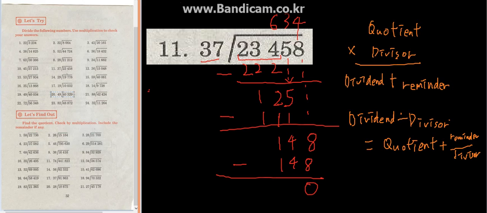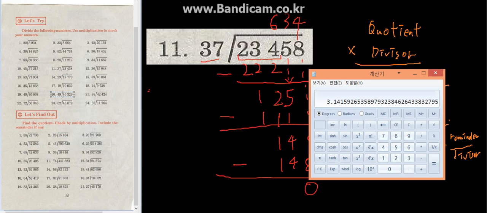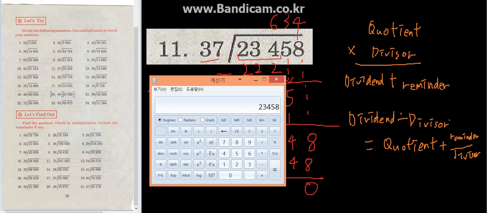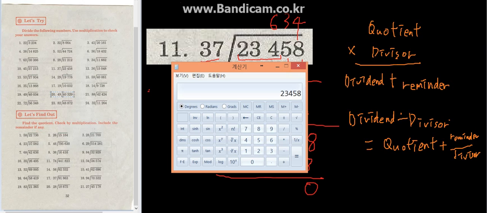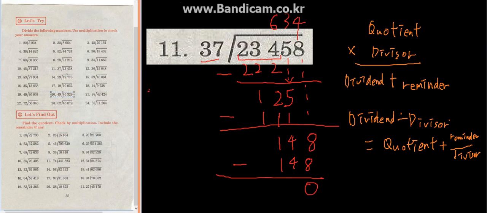So let's calculate based on this. I brought Mr. Calculator. The quotient is 634 multiplied by 37, which should be equal to, voila, 23,458, the exact number of the dividend. In this case, there's no remainder. So this is the answer. So let's go to the next problem.